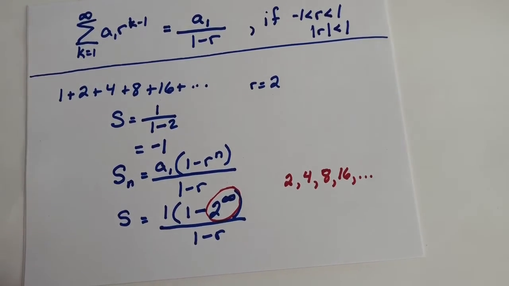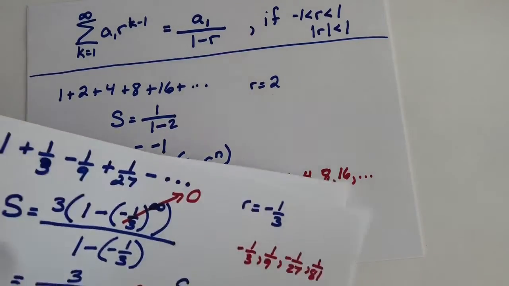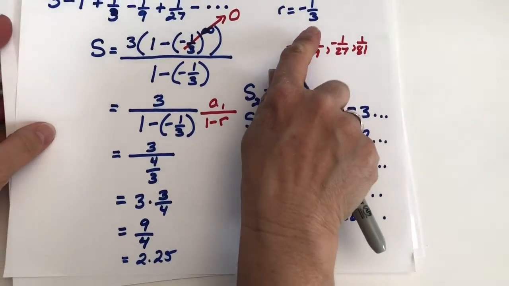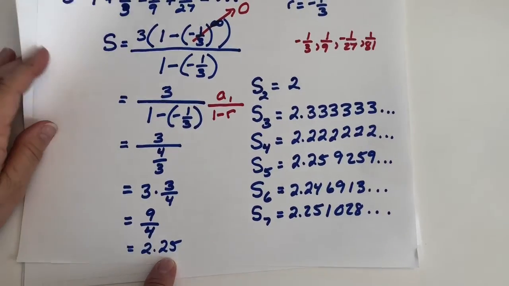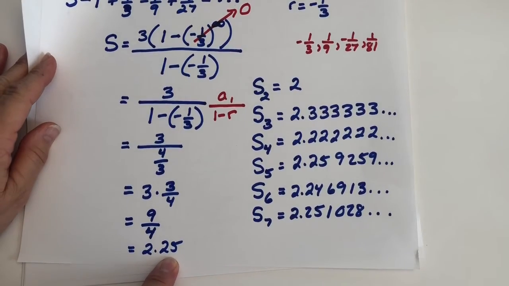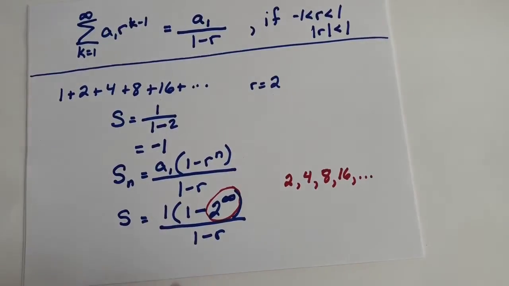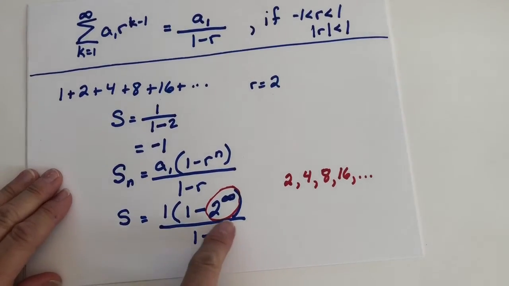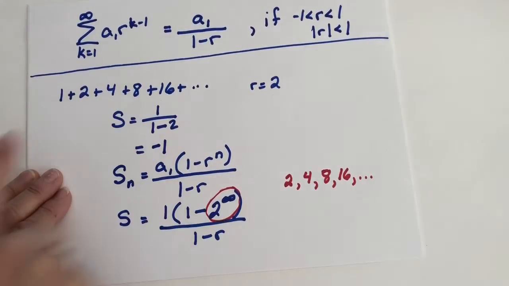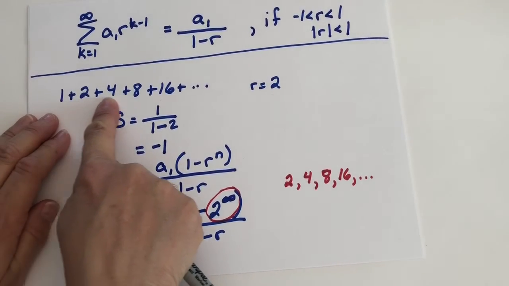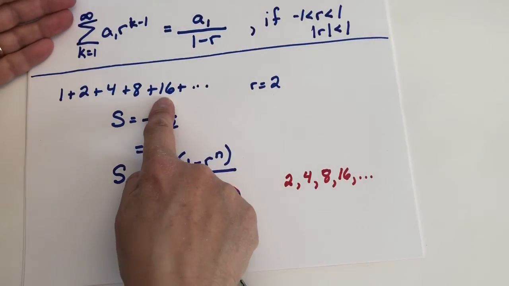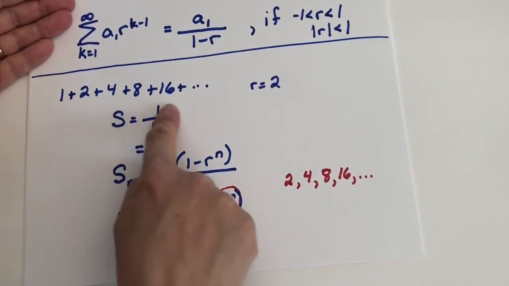We say that if a series has an r value between -1 and 1, the series converges. It settles down on a number like it did here. In this case, we say that the series diverged, because it didn't settle down on a particular value. The numbers are getting bigger and bigger, and this is going to head off to infinity as you start adding the terms.